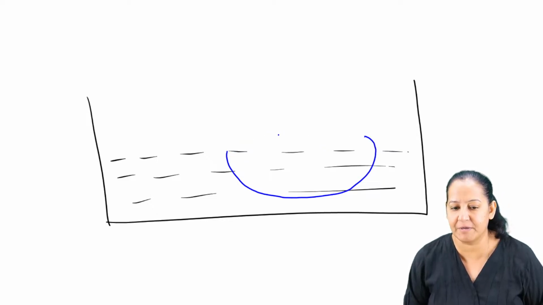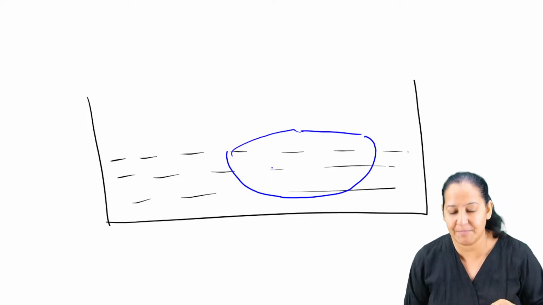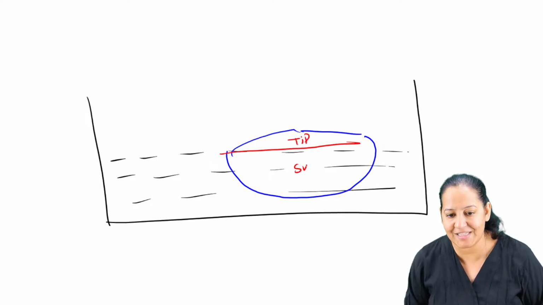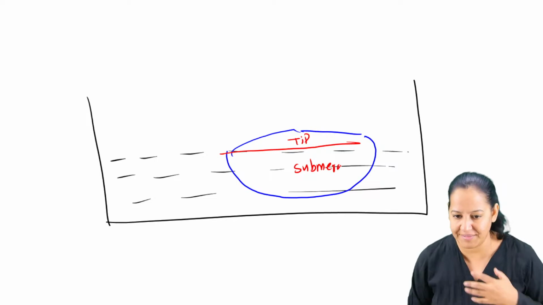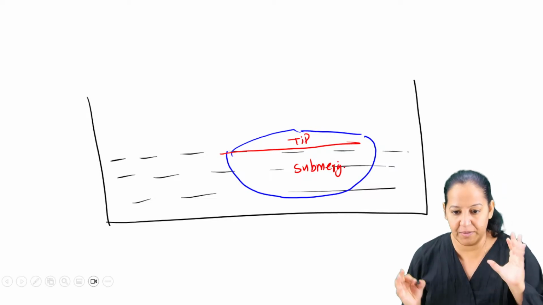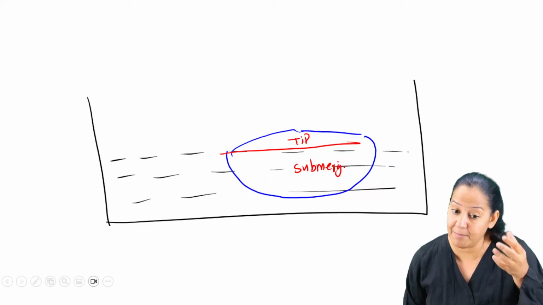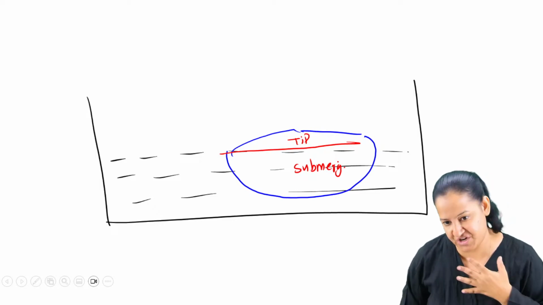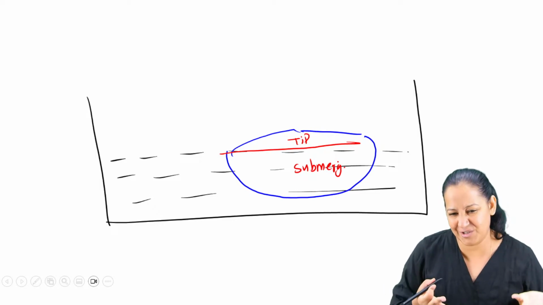A small tip will be visible to you and the maximum portion is submerged. You say, ma'am, okay, I got the experiment. If I put an ice cube in a jar of water, only the tip is visible and most of the portion of the ice cube will be submerged. I got that. But how is it related to this subject?